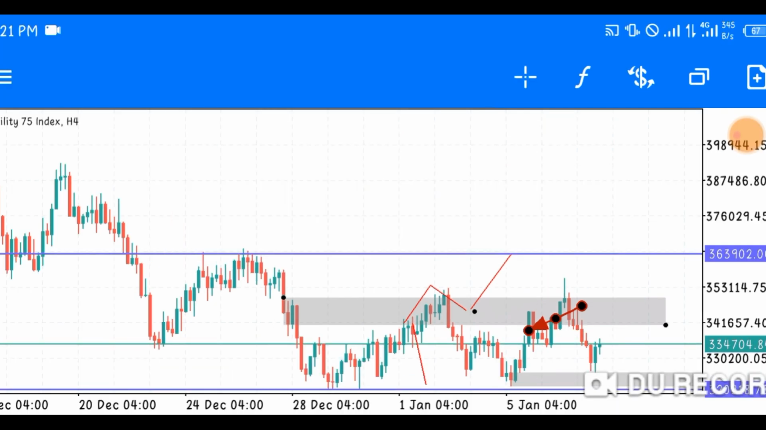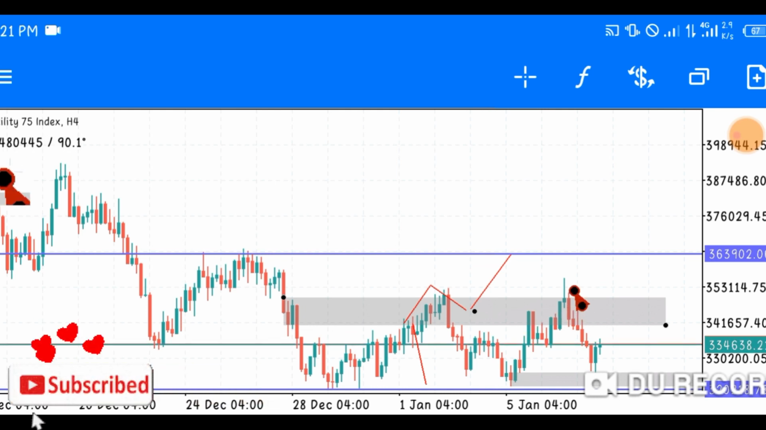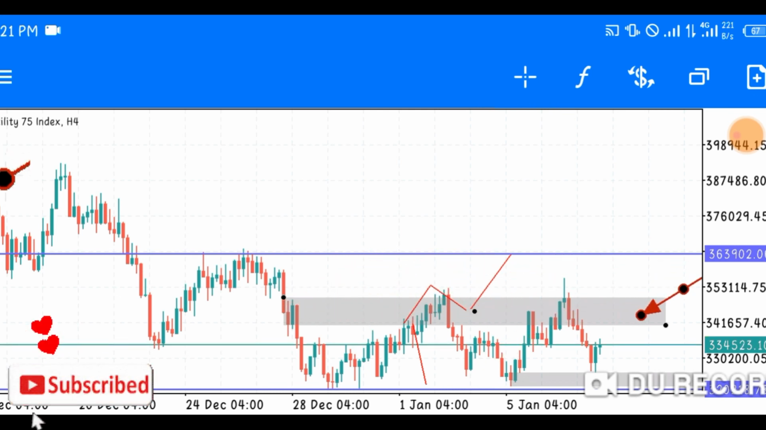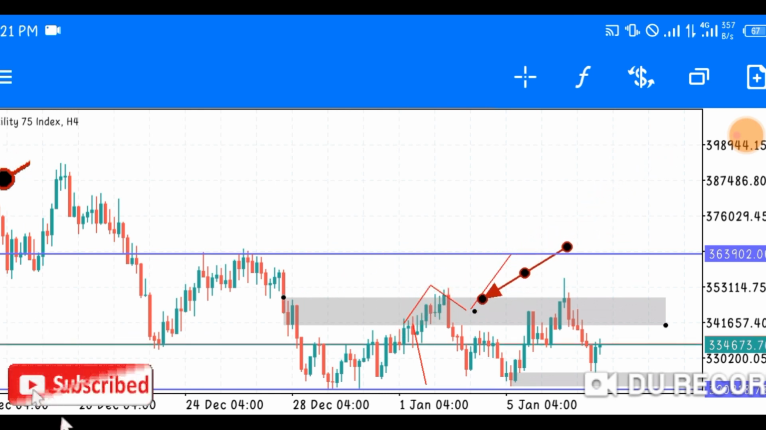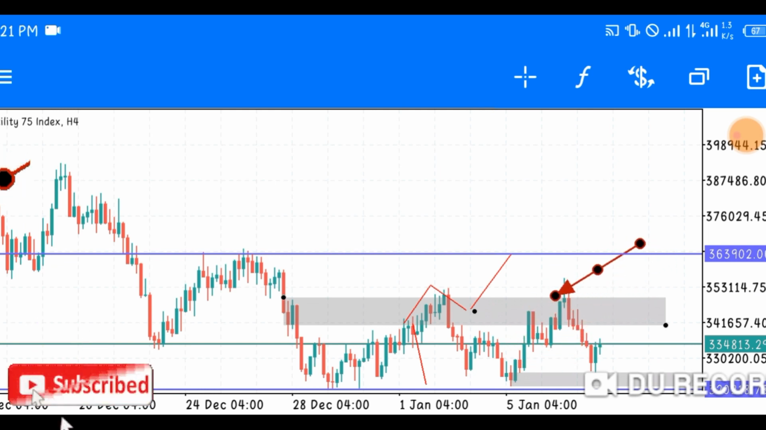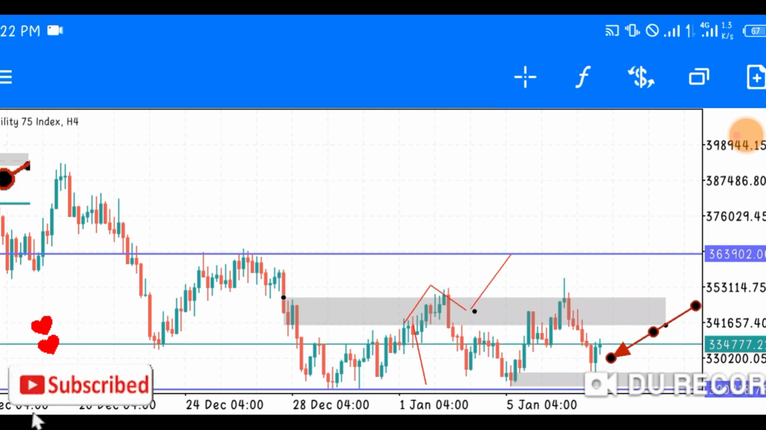So on Volatility 75, from the last session we noticed that we had a supply area at this point, and we said that whenever it gets broken then we can expect an uptrend, and if not then we expect that price will just be playing around the region, and that was exactly what played out in the past week. So what is our expectation for the new week?